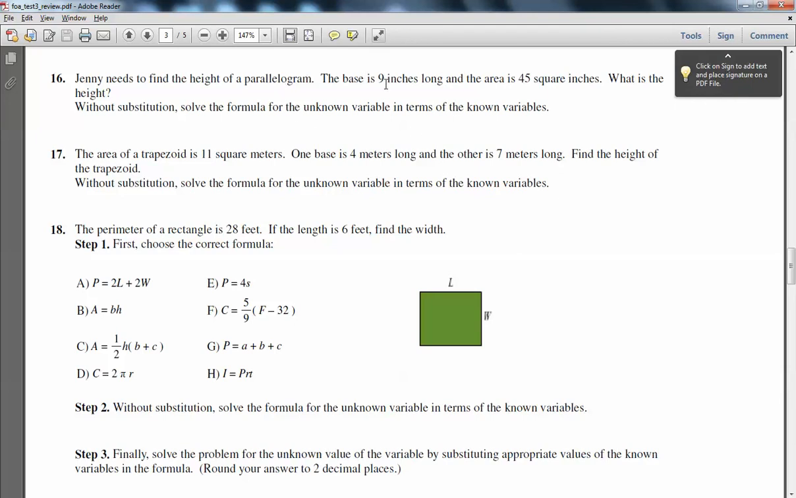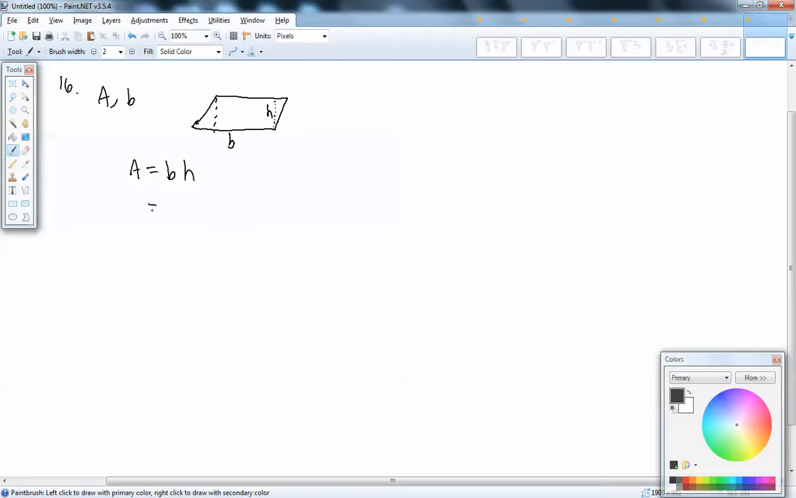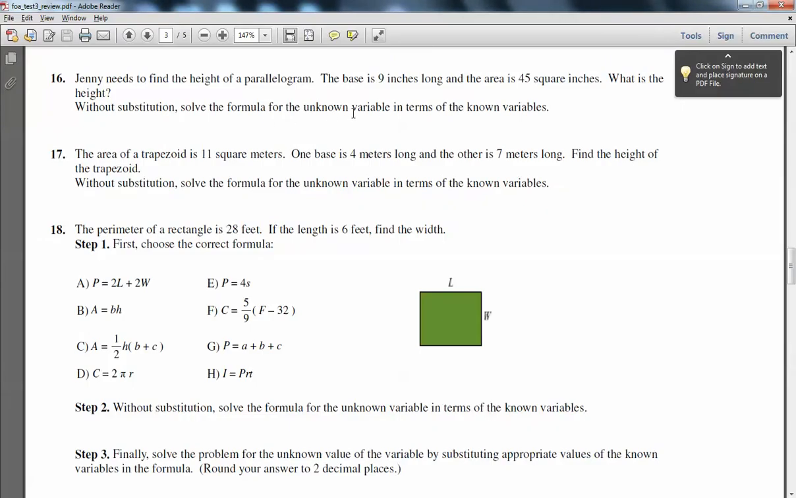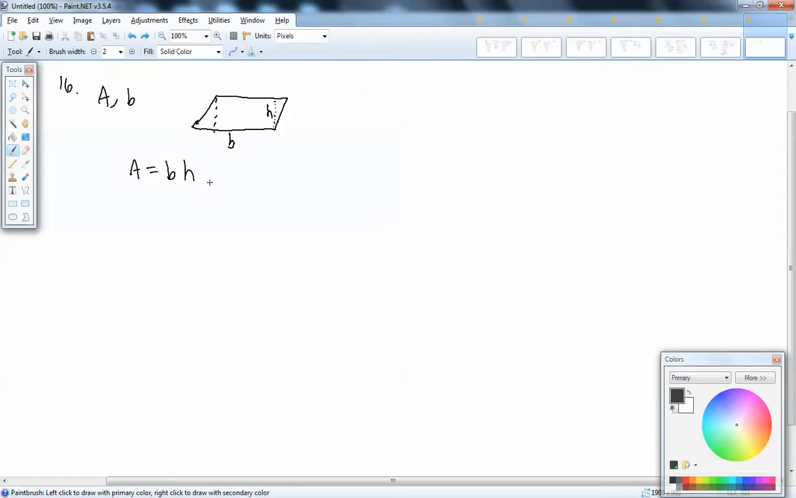Okay. So they tell us base is 9. Let's put 9 in there. And then h. Did they say without substitution? They did, didn't they? Okay. So to solve for the unknown variable, we don't know h. So we want to solve for h.